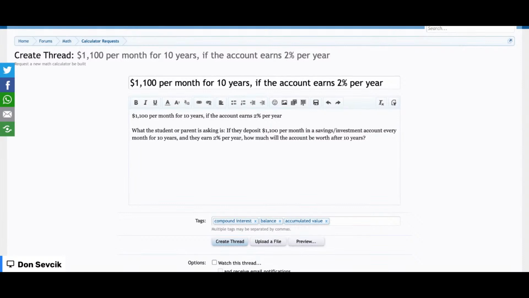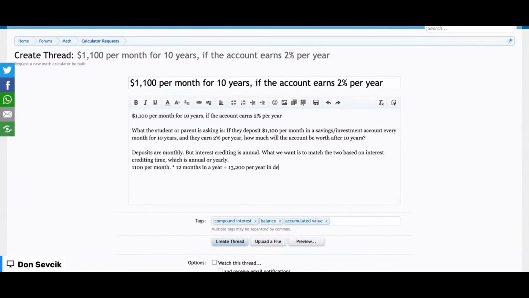1,100 per month. But the interest credits are annual. Deposits are monthly. Interest crediting is annual. What we want is to match the two based on interest crediting time, which is annual or yearly. 1,100 per month times 12 months in a year equals, I'm going to go off camera here, 100 times 12, we get 13,200 per year in deposits.